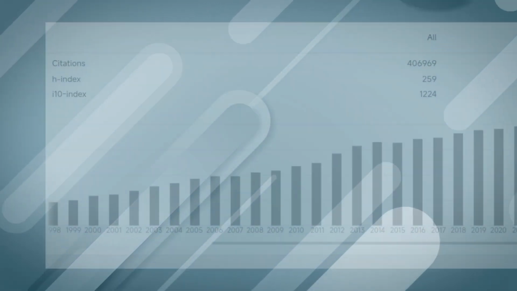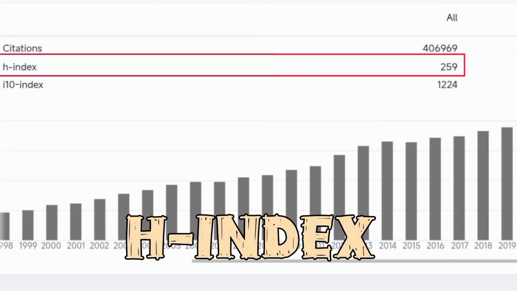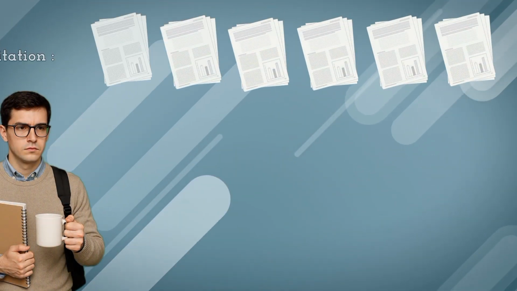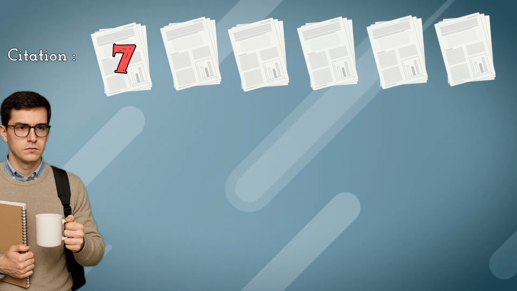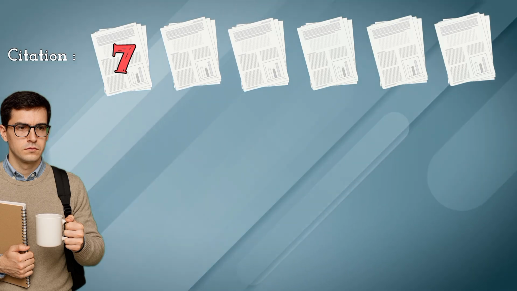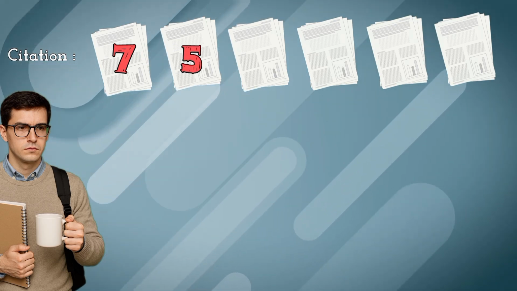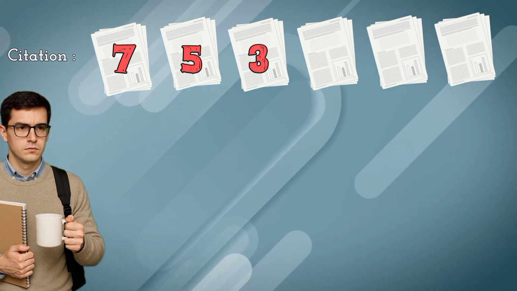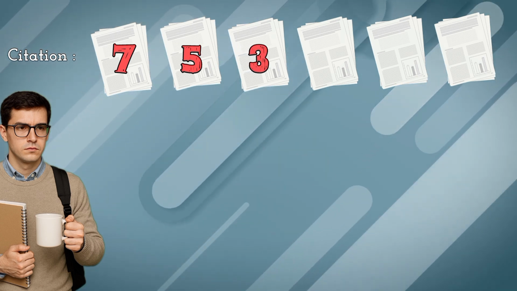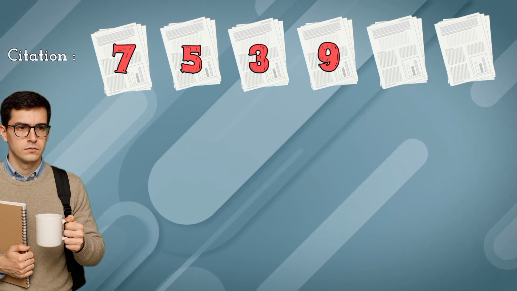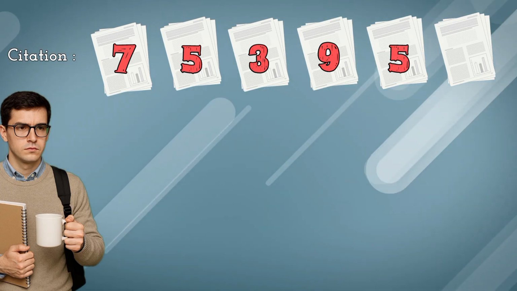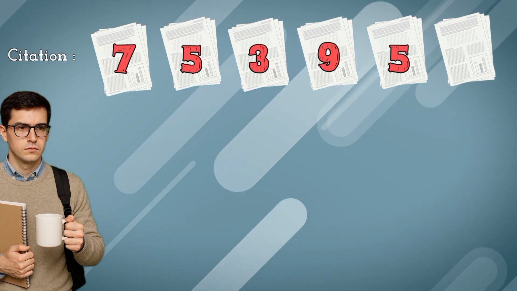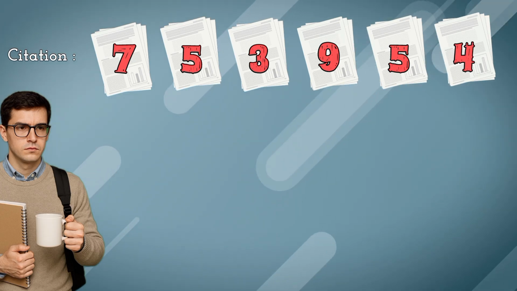Now, let us talk a bit more about the H-index metric. Suppose I have hypothetically published 6 articles. Article number 1 has received 7 citations. Article number 2 has received 5 citations. Article number 3 has received 3 citations. Article number 4 has received 9 citations. Article number 5 has received 5 citations. And article number 6 has received 4 citations.